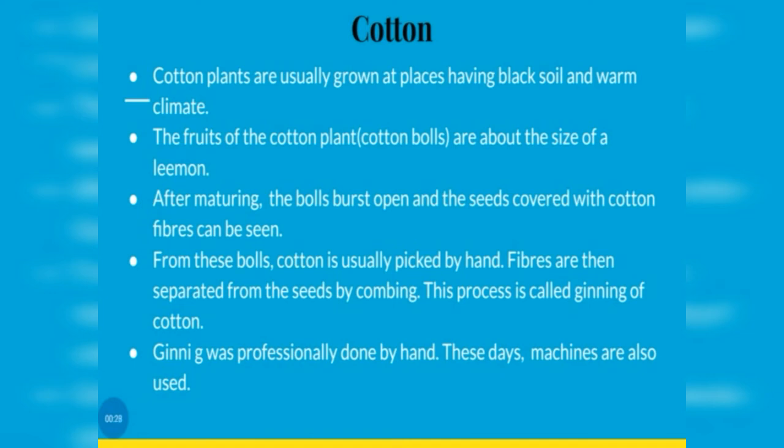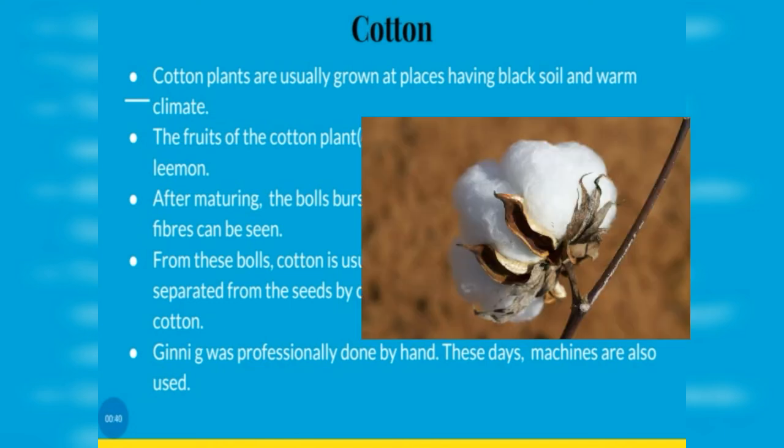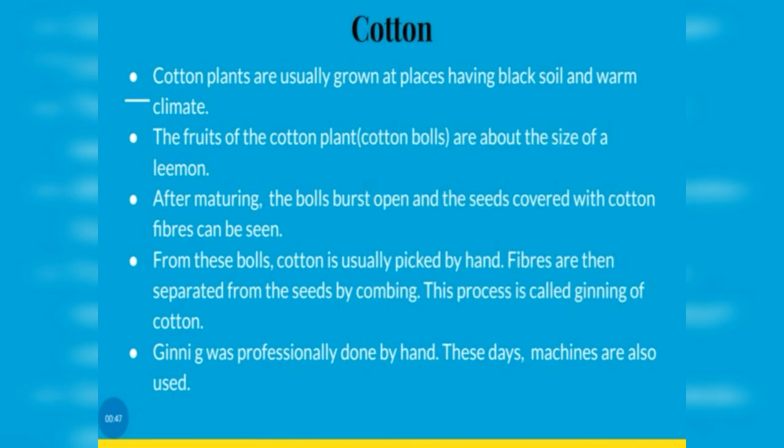It is grown in the fields. Cotton plants are usually grown at places having black soil and warm climate. The fruits of the cotton plant, known as cotton bolls, are about the size of a lemon. After maturing, the bolls burst open and seeds covered with cotton fibers can be seen. From these bolls, cotton is usually picked by hand.